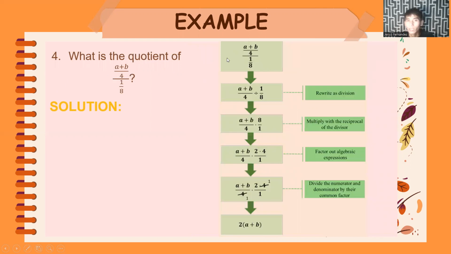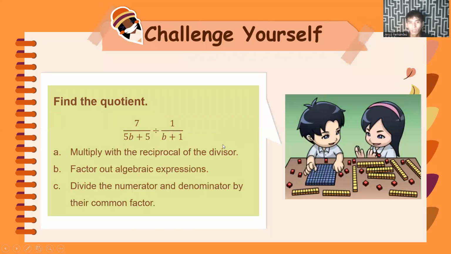Another one. Since, as you can see, we have two fractions or compound fractions. When you have a fraction over a fraction, again, the operation is division. So meaning, we will just divide this fraction by this, and then, okay, we have a plus b over 4 divided by 1 over 8. Get the reciprocal, proceed to multiplication, factor out, cancel out, and then multiply the remaining terms. Okay? So, same goes with this.